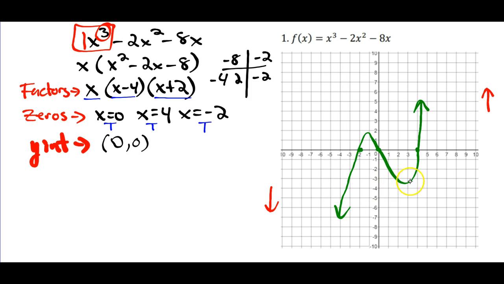Now, some people ask me, do I care about where this minimum is or this maximum is? No, you'll learn that later on. But for right now, I just want you to pay attention to where your zeros are, the multiplicity, meaning does it go through those zeros or does it bounce, the end behavior, and where the y-intercept is. I think that's enough for you to keep up with right now without having to learn where the max and the min is.